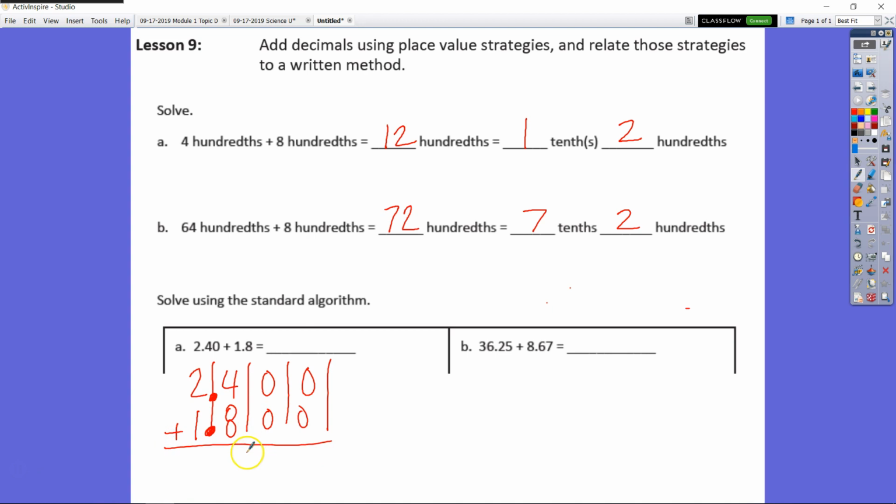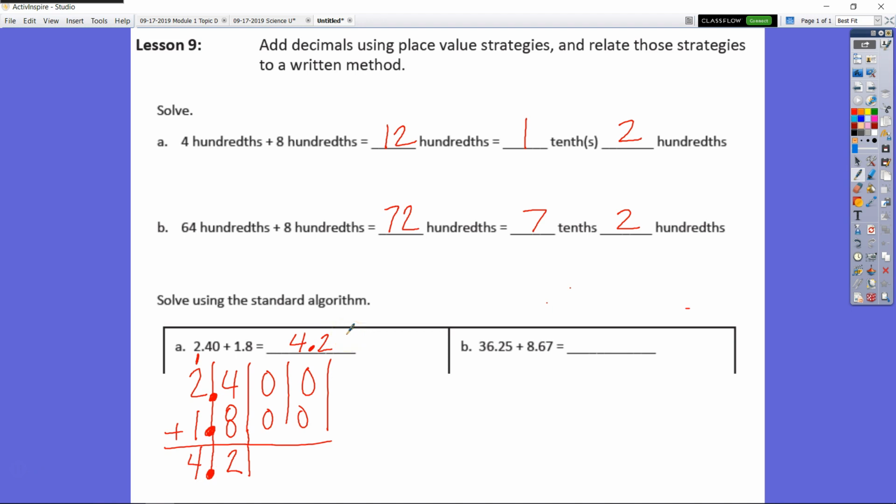All right, so I know that 8 tenths plus 4 tenths is equal to 12 tenths. So I can only put one digit in my tenths place, so I'm going to have my 2 in my tenths place, and then I'm going to take those other 10 tenths and regroup them as one whole. So now I have my 10 tenths renamed as one whole, and I have 2 plus 1 plus 1 more equals 4. 4 and 2 tenths.